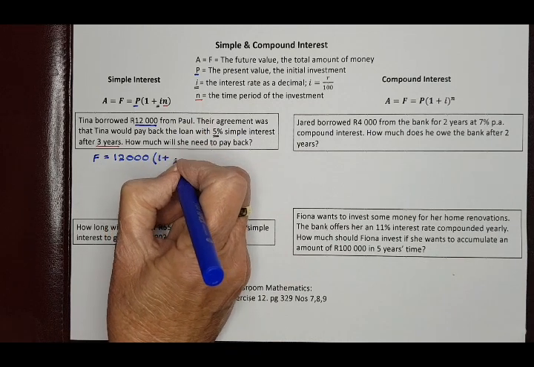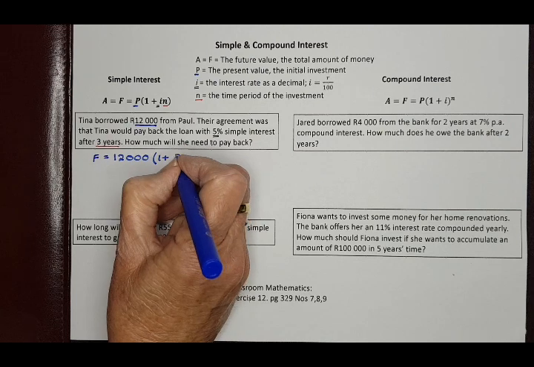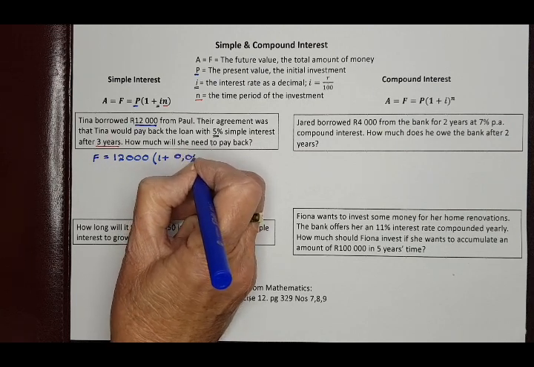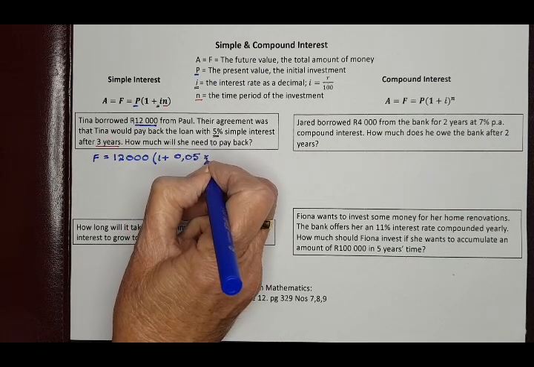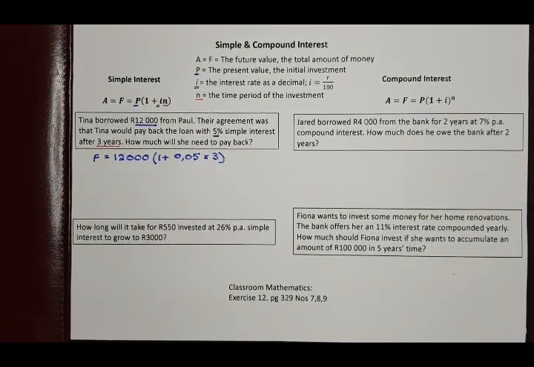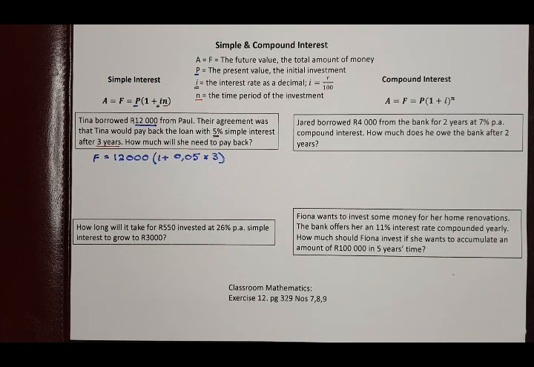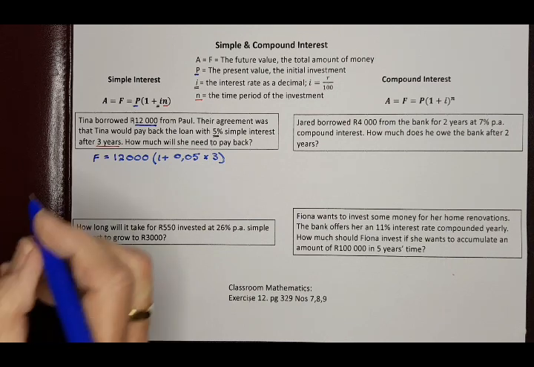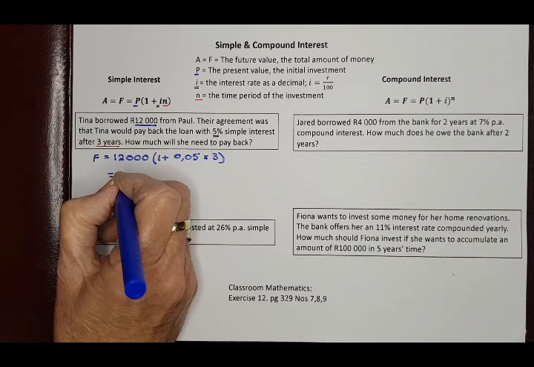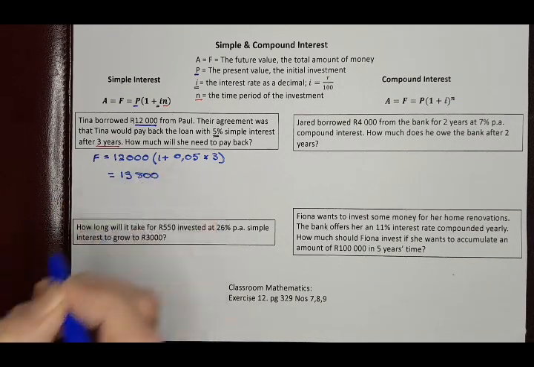Simple interest, so it's 1 plus in. i is 5%, 5 over 100, 0,05, for a period of 3 years. So we take our 12,000, multiply by 1 plus 0.05 times 3, and our answer is 13,800 Rand.